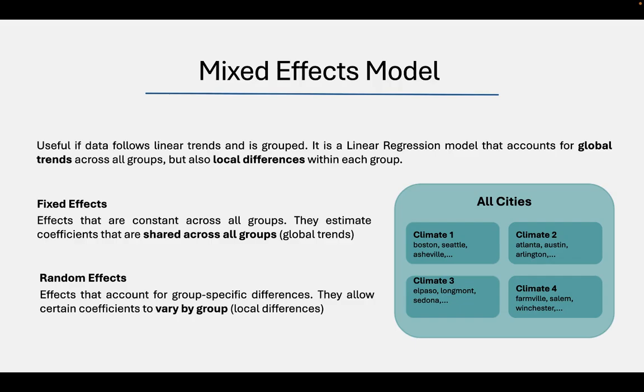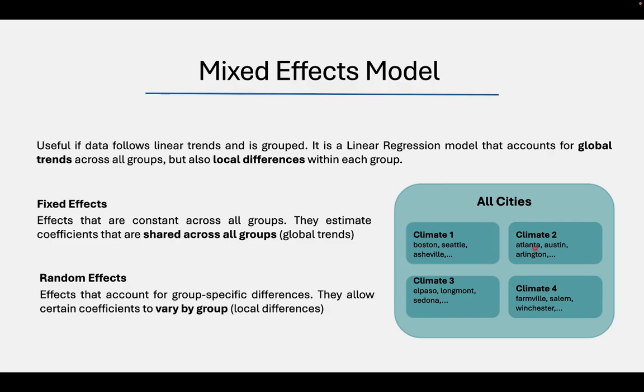Before diving into our specific model, here's a quick overview of what a mixed effects model is. At its core, it's a linear regression, but it's particularly useful when the data is grouped. For example, we could imagine a grouping by shared climate, say Boston, Seattle, and Asheville in one group, and Atlanta, Austin, and Arlington in another.